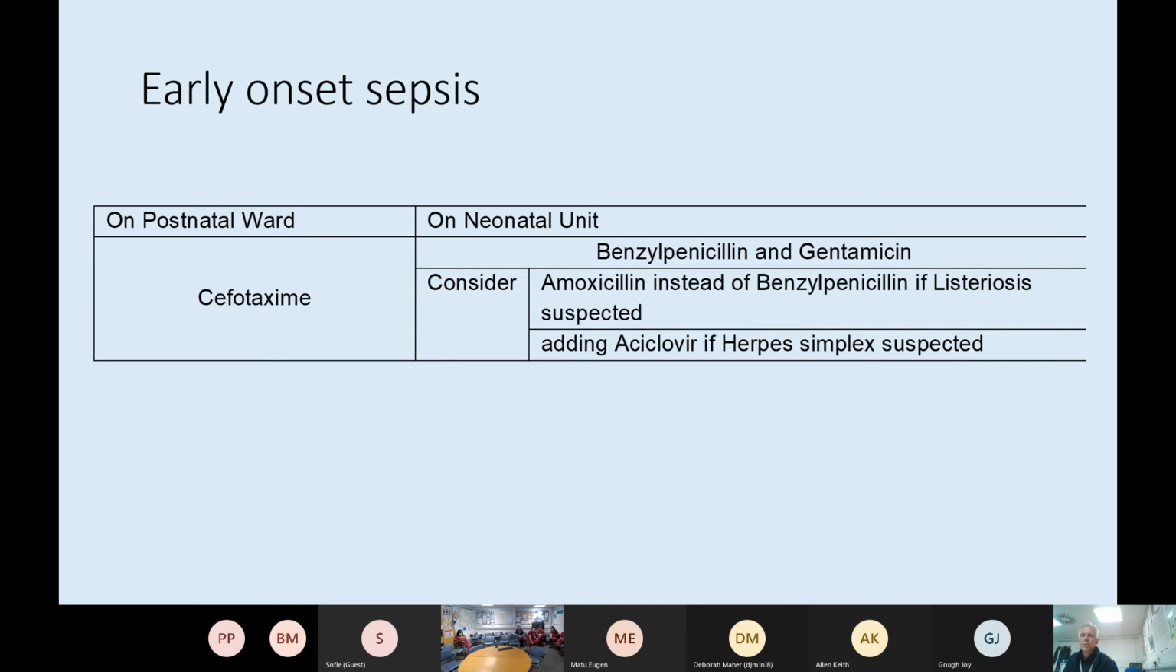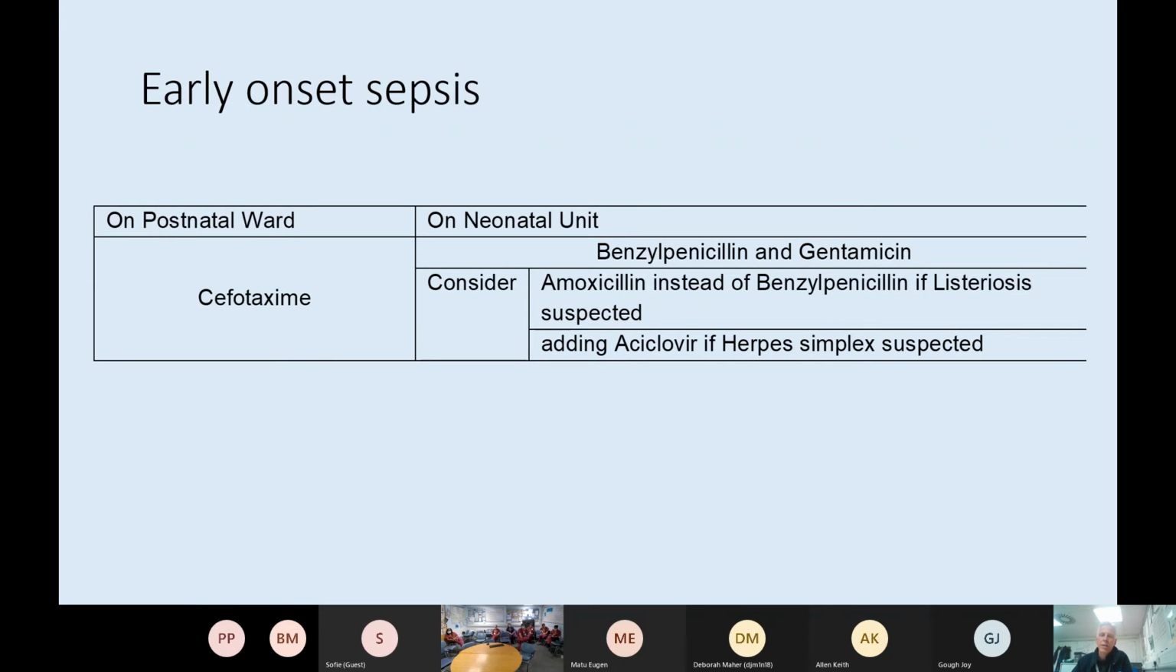But we've made the judgment here, as have many places, that the risk of giving gentamicin on the postnatal ward outweighs the downsides of giving a broad spectrum antibiotic like cefotaxime in large amounts on postnatal ward. And it's particularly safe now that we give so much less cefotaxime on the postnatal ward since introducing the sepsis risk calculator, I think. So as you know, for early onset sepsis we use benzylpenicillin and gentamicin.